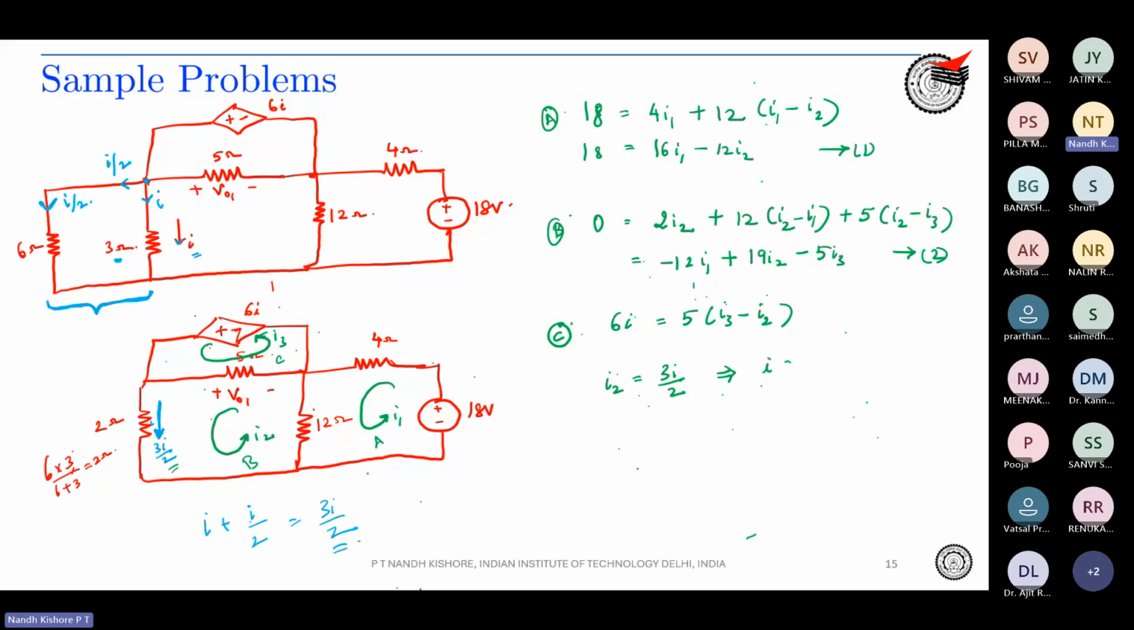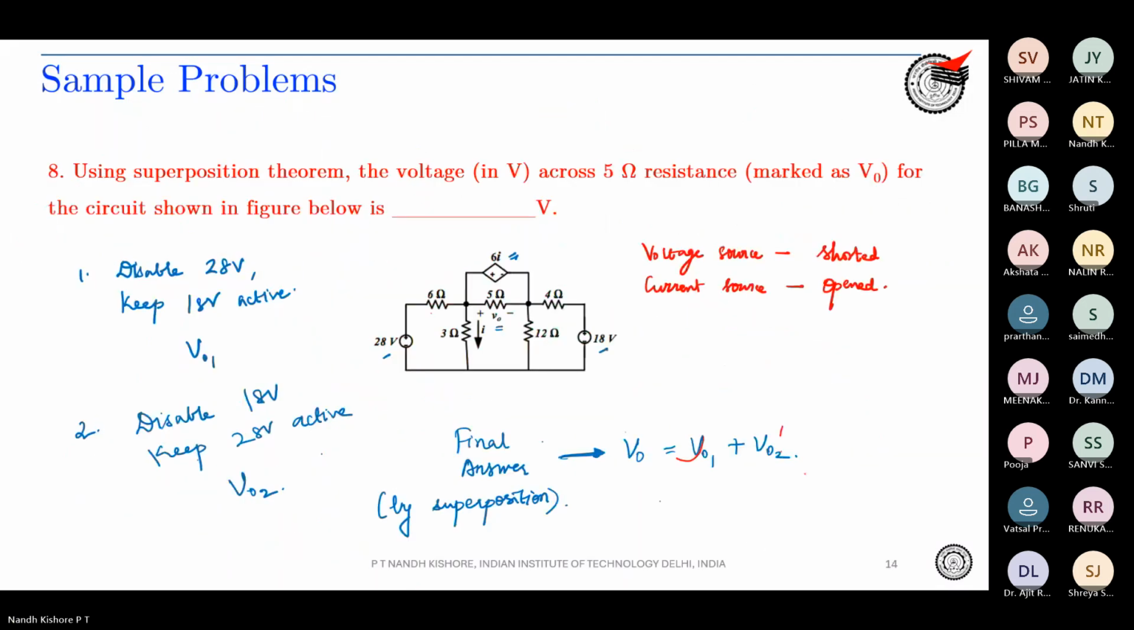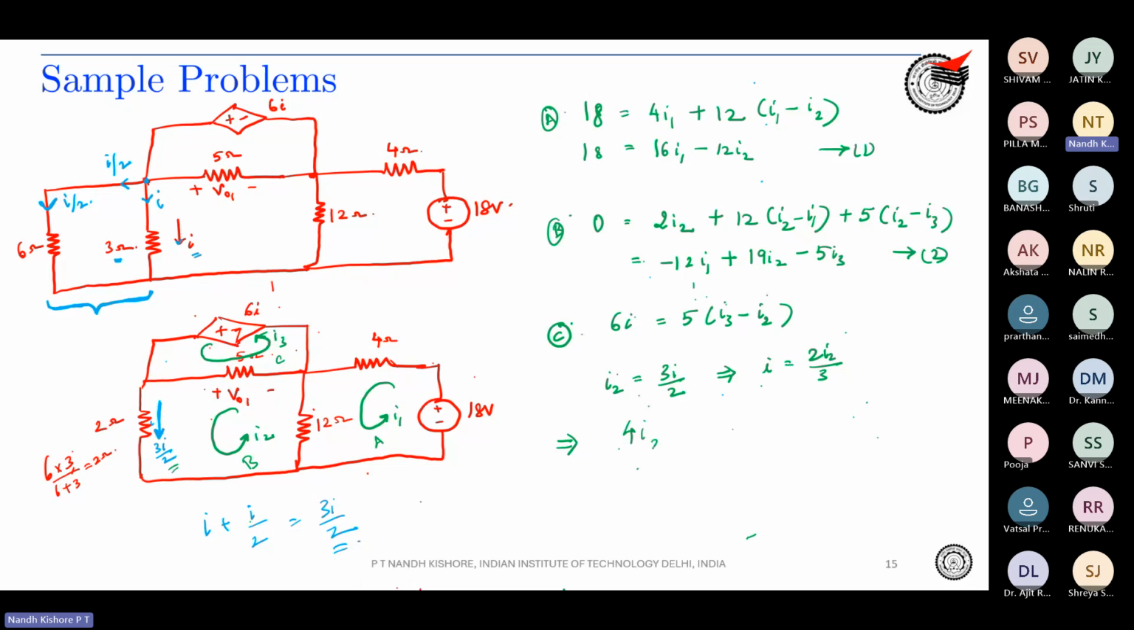You can replace I in the above equation by 2I2 by 3. Therefore, your equation becomes 4I2 is equal to 5 by 3 minus 5 by 2, or 0 is equal to minus 9 plus 5 by 3. Fine.